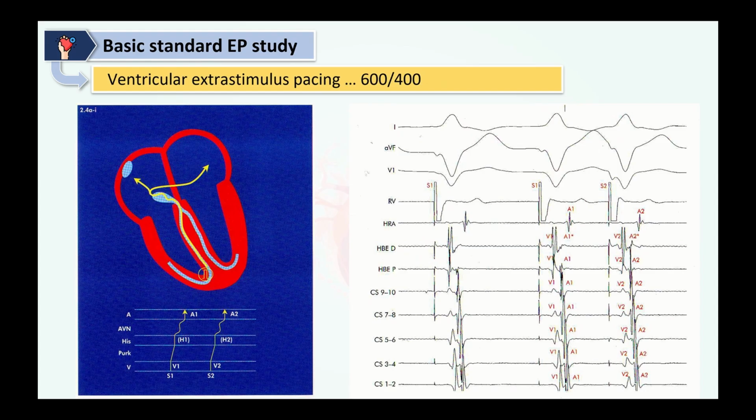In this example, we will give ventricular extrastimulus pacing: give S1 at 600, then give S2, the extrastimulus, at coupling interval 400. Let's give the impulse. It will go retrograde conduction through the AV node, then atrium, and we can appreciate in the EGM 1-to-1 conduction, and the VA is very clear, the earliest retrograde A at the level of His, so it looks concentric activation.